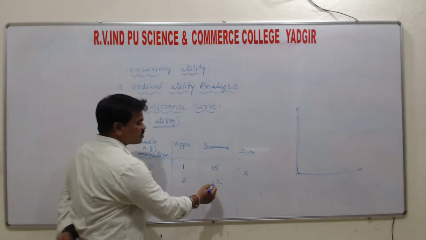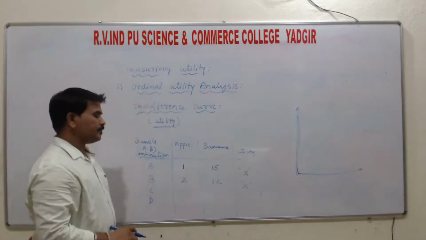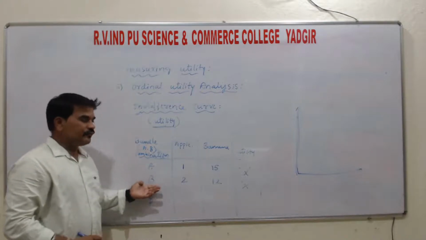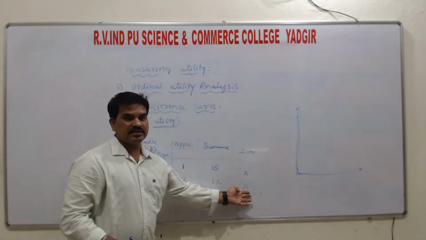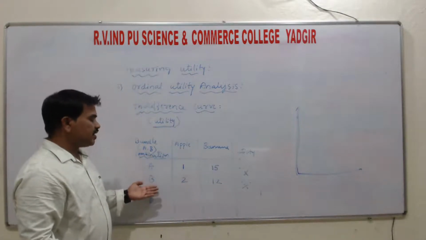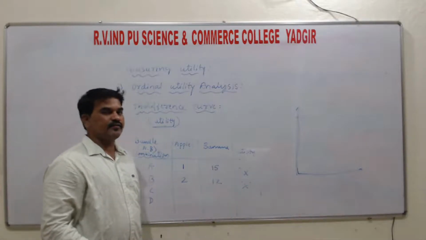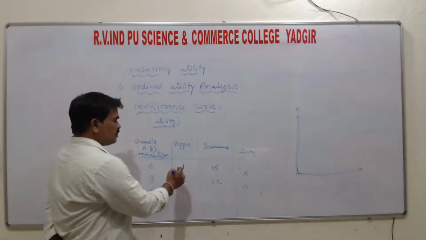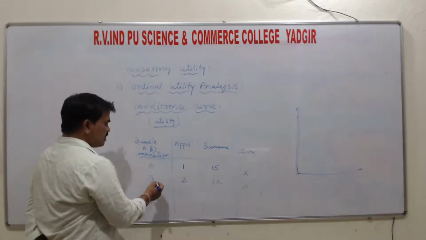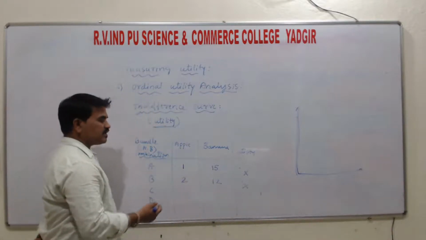In this combination also, the satisfaction will remain the same. It's X only. So we will try to find out the combinations which give him the same satisfaction level. Here we are trying to find out the combination which gives him the same satisfaction. With 1 apple and 15 bananas, it is X satisfaction, and with 2 apples and 12 bananas, the satisfaction is again X only.